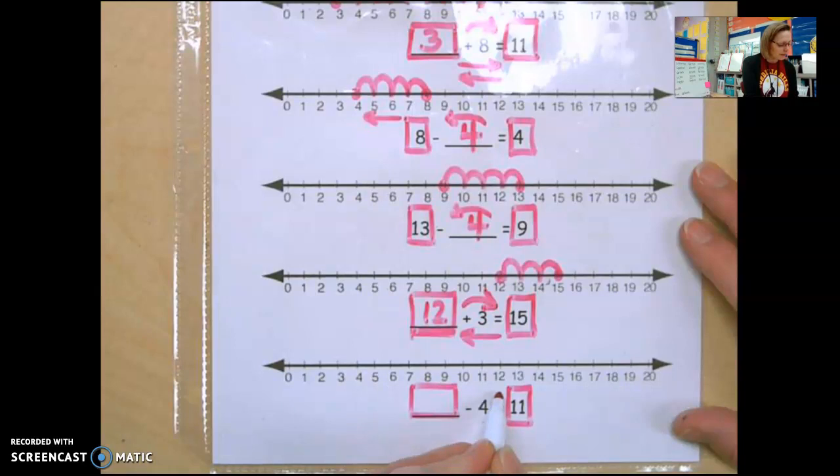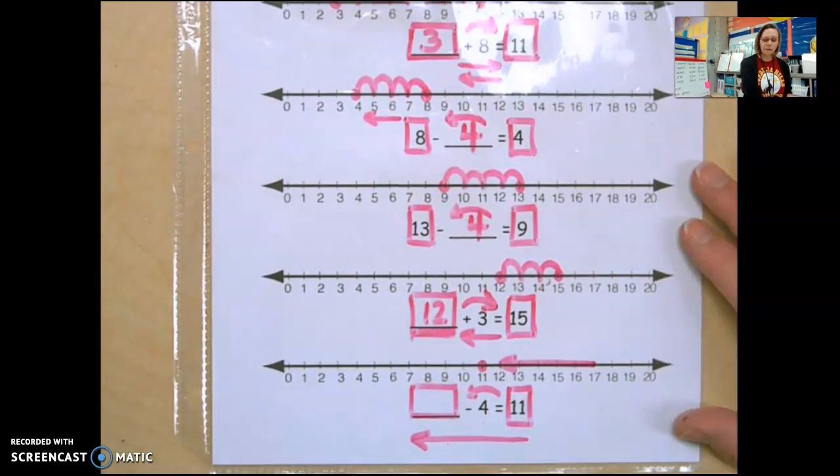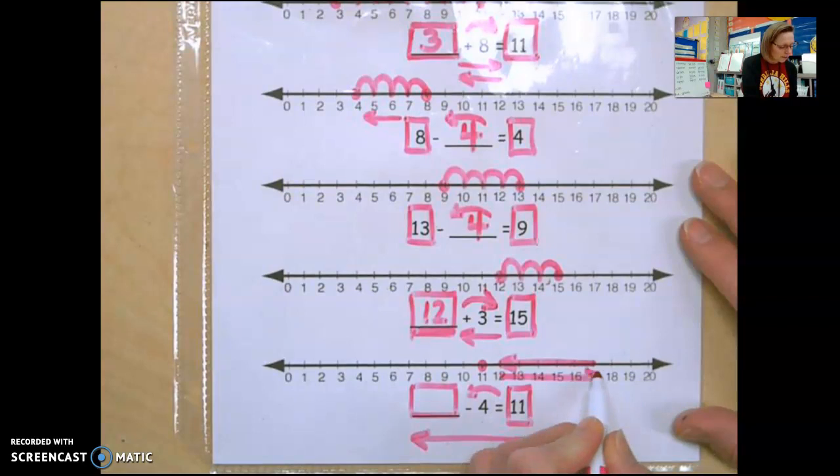And I went this way, didn't I? I was taking away. So I am counting back, aren't I? Now I'm counting back to get to 11. So if this is my ending number, this is where we have to think. I counted back to get to 11 because that has to be where I stop. So to get back to the beginning, I've got to go the opposite direction, right? I have to go to the right instead.